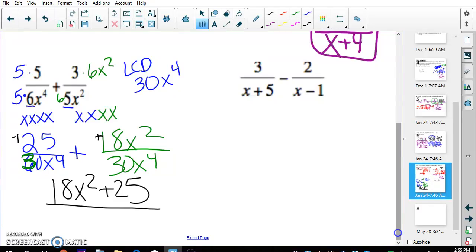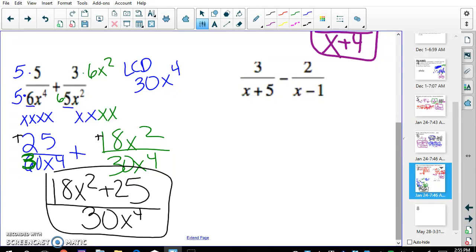This is positive and this is positive. There's no negative signs even in there. All over 30x to the fourth. Now you might say to yourself, can't I cancel down that 25 and 30? No, you can't, because of the plus.